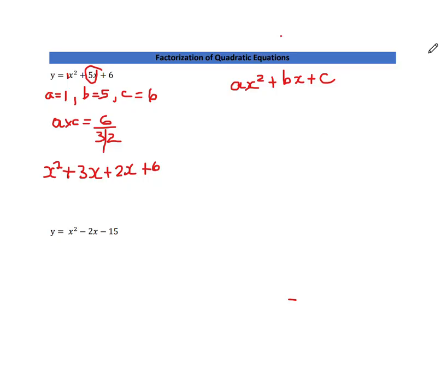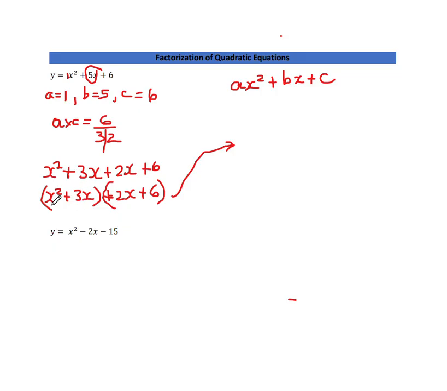And once we do that, our next step is to try and organize the terms here into pairs using the exact format that they are currently in. So I'm going to put x squared and 3x together, and I'm going to put positive 2x and 6 together. This is positive 2x plus 6. There we are. Now that I have organized the quadratic into pairs, I'm going to identify the highest common factor in each pair.